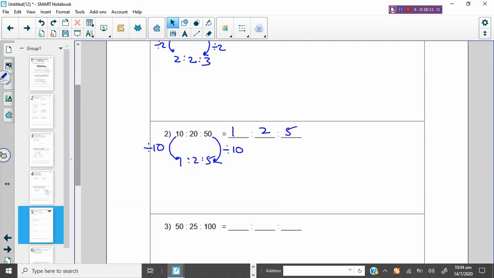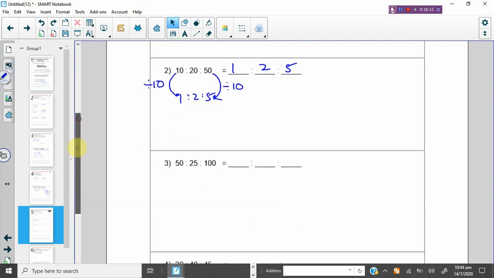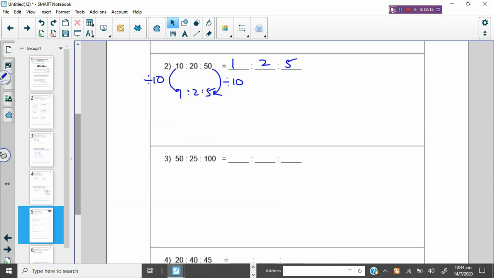1:2:5. Alright, so a very important lesson here is that when you simplify the ratio, you have to make sure that all the numbers can be divided by the same number. Alright, next one, how to simplify the ratio. If you're not sure, you always start with 2. Can 25 be divided by 2? Cannot. Then how about 3? Can 50 be divided by 3? Also cannot. Then you go to the next number.